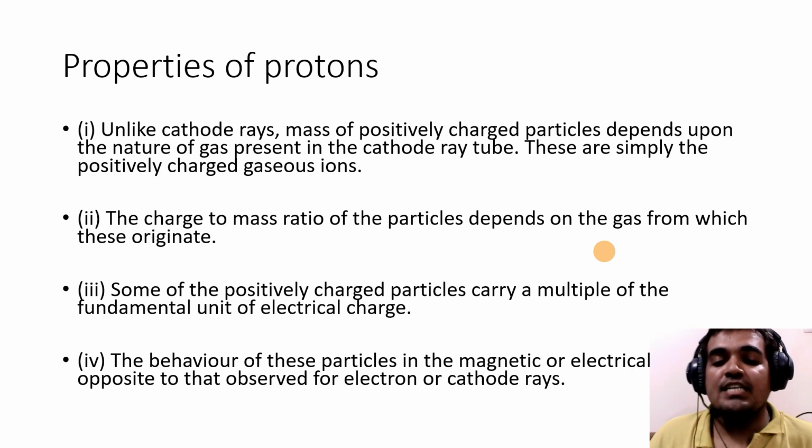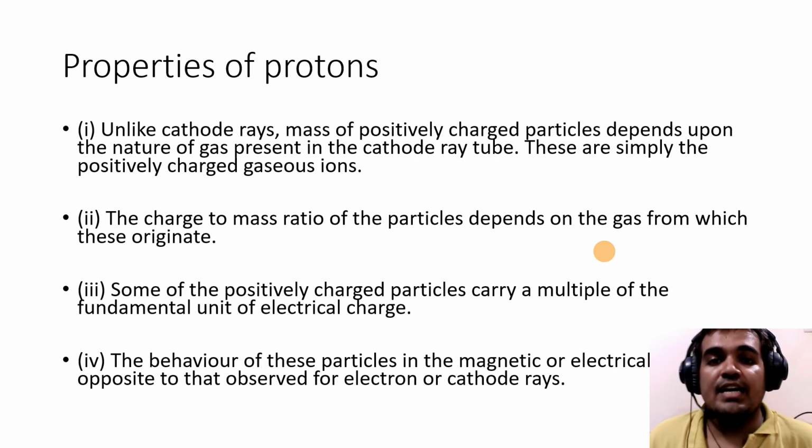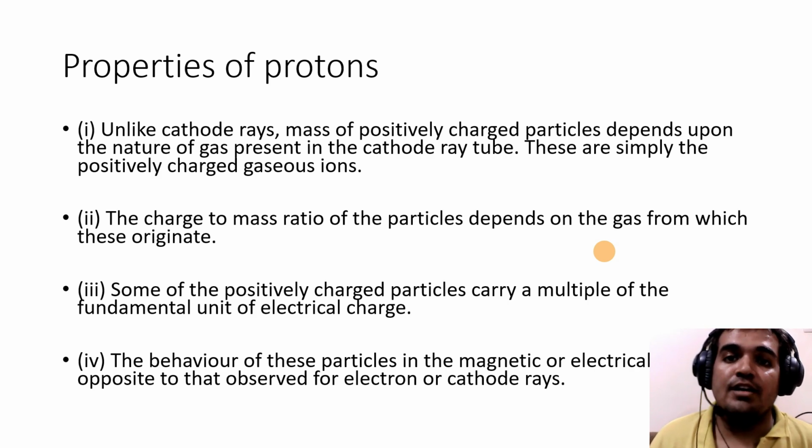Some of the positively charged particles carry a multiple of the fundamental unit of electric charge. This means that consider a positively charged body. This does not mean that it is made up of only a single unit of positive charge. It may contain many positive charges and negative charges, but the overall charge depends on which charge is maximum, that is positive or negative. The behavior of this particle in the magnetic or electric field is opposite to that of the electrons or cathode ray tube.